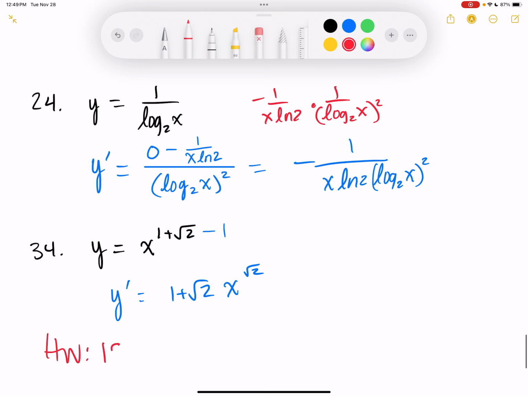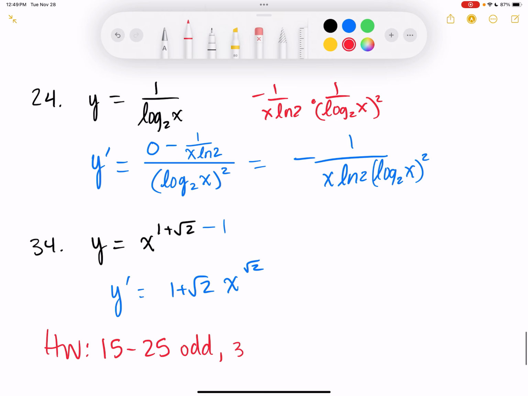15 through 25 odd, and then 33 and 35. That's nasty.